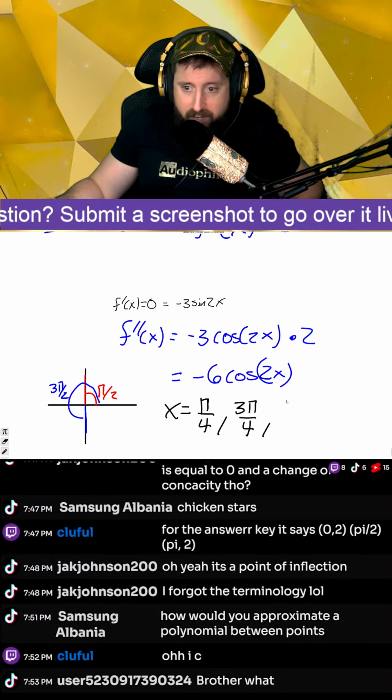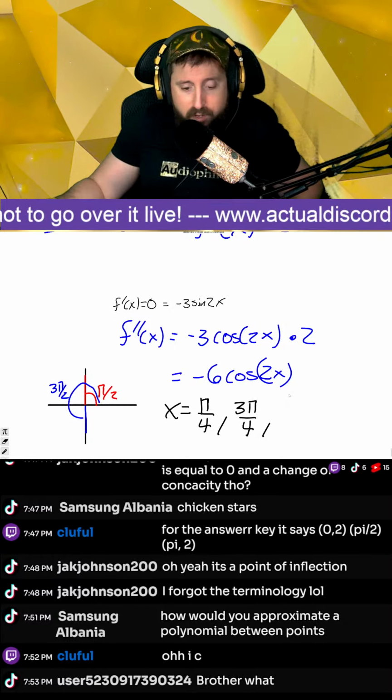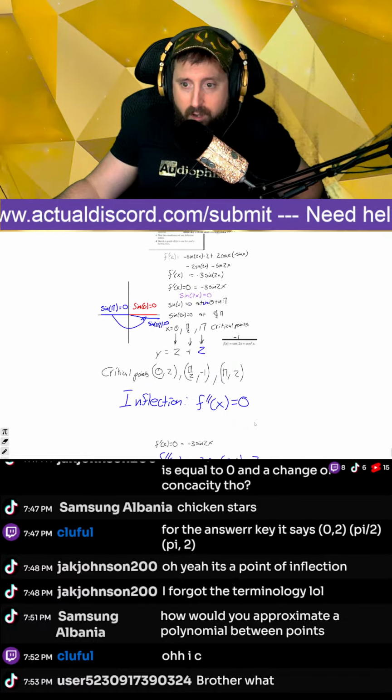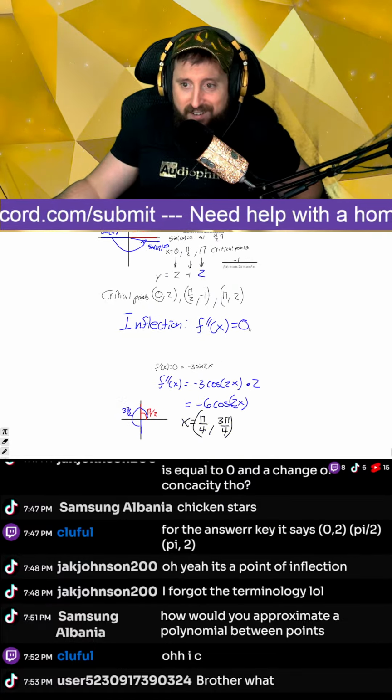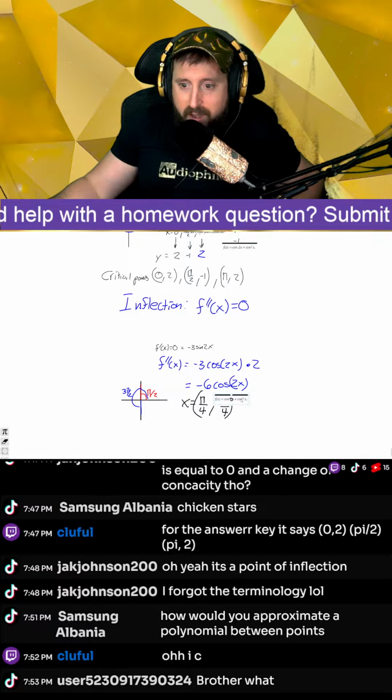Because we can't go higher than pi. Yeah. So 3 pi over 4 times 2 would get me 6 pi over 4, which would get me 3 pi over 2. And cosine of 3 pi over 2 is also 0. Okay, so then these are the points. You need to plug them back into here. So, plugging it back in.